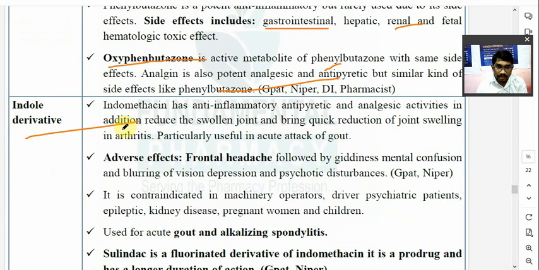Indomethacin is an indole acetic acid derivative, and is anti-inflammatory, antipyretic and analgesic. Okay, it reduces the swollen joint and brings quick reduction in joint swelling in case of arthritis, particularly useful in the acute attack of gout and arthritis.